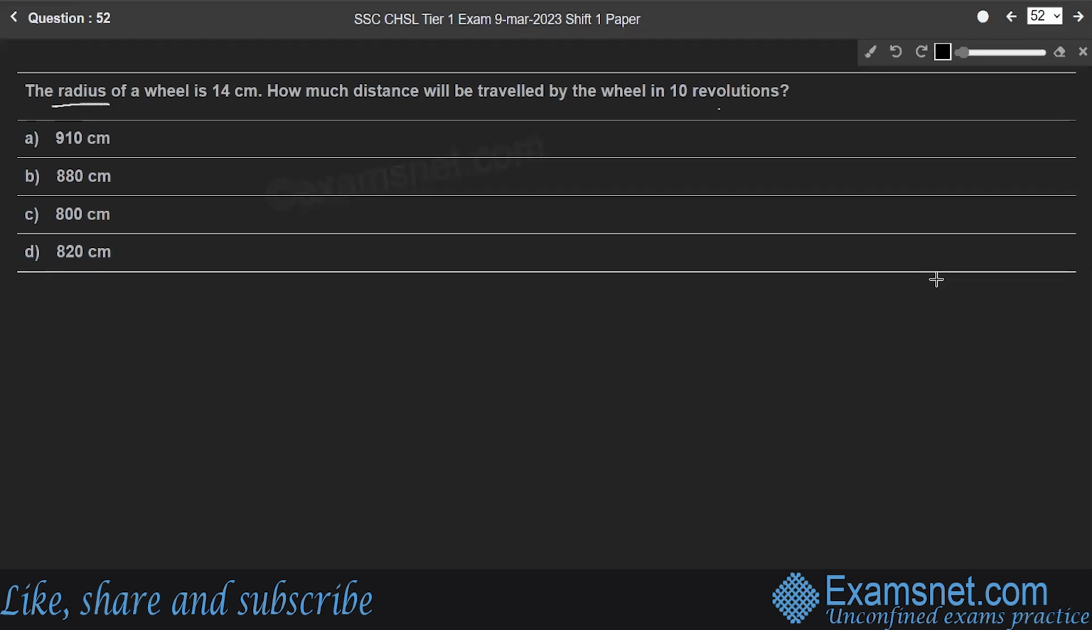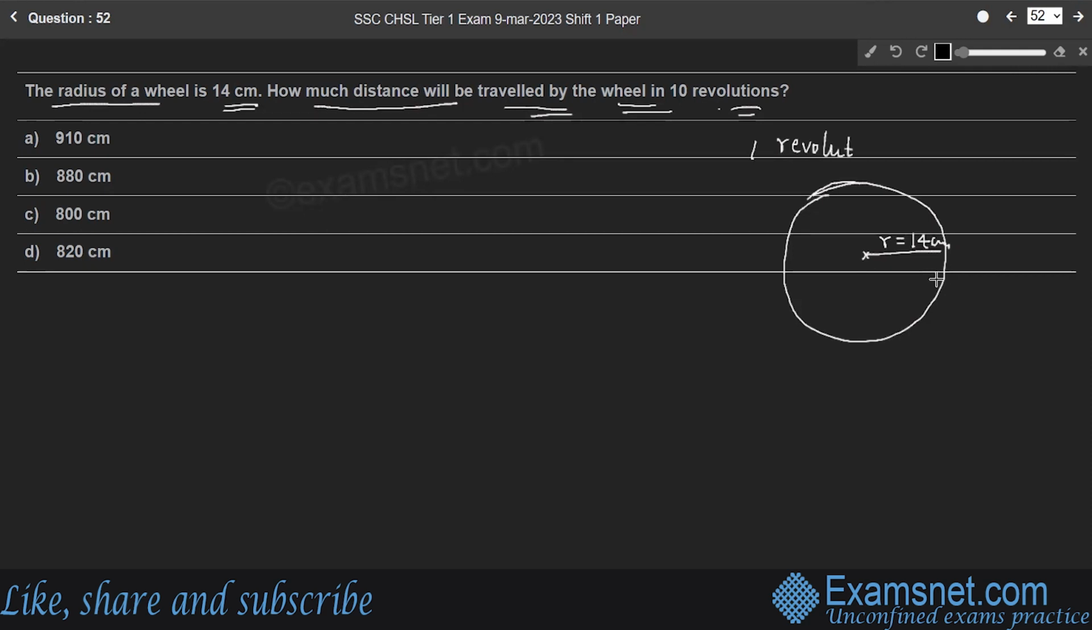Question 52. The radius of a wheel is 14 centimeter. How much distance will be traveled by the wheel in 10 revolutions? Let us consider a wheel, which is nothing but a circle, and the radius of the wheel is equal to 14 centimeter. Here r is 14 centimeter. So how much is the distance traveled by the wheel in 10 revolutions? One revolution is nothing but the circumference of the wheel.